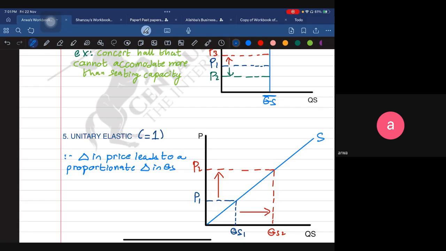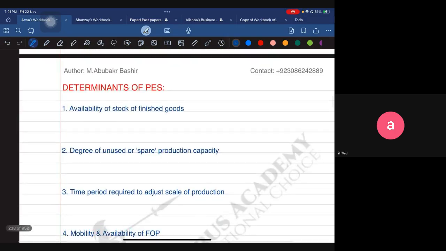Okay, so now moving forward to the determinants of price elasticity of supply, okay, right? yes, sir. Just give me 2 minutes, just 2 minutes. I'm just coming. Yeah, okay. Mm.